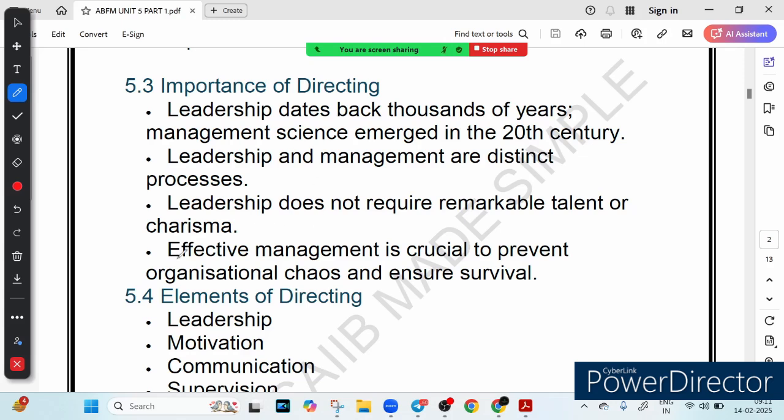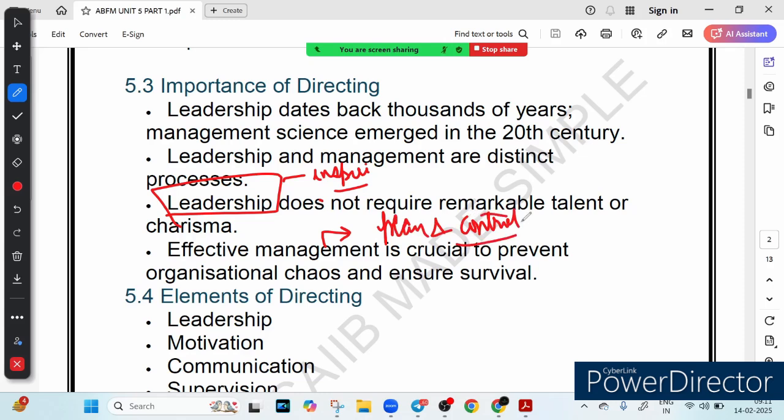So what is the difference between leadership and management? Let's try to uncover it. What does a leader do? A leader inspires, right? But what does a manager do? A manager plans and controls, right? So that's the difference. Leader inspires, manager plans and controls.